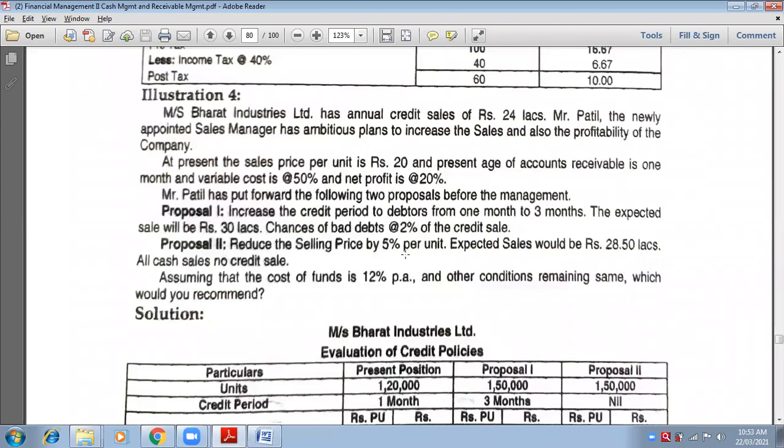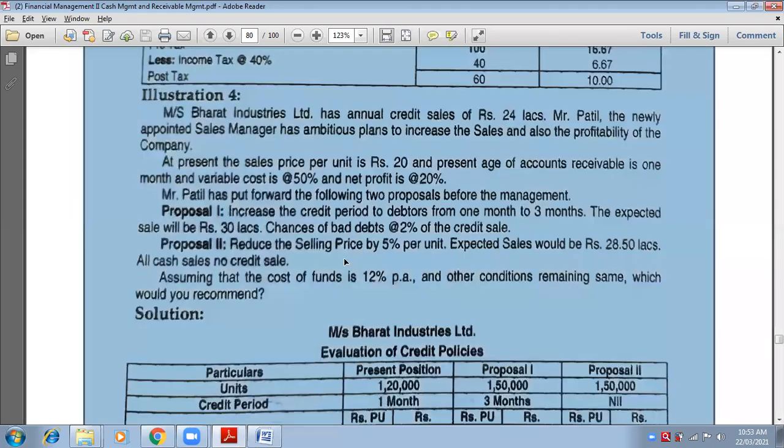Now the sum is in the form of months. And variable cost is 50 percent. Wow, it is given. No need to search. Variable cost is 50 percent, of course, of sales. Variable cost is always on sales. And net profit is 20 percent. Net profit is also given. Mr. Patel has put forward the following 2 proposals before the management.